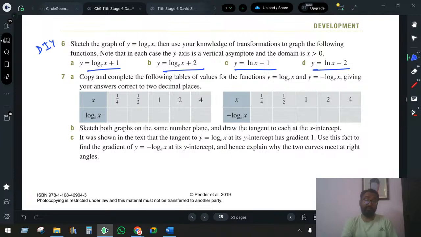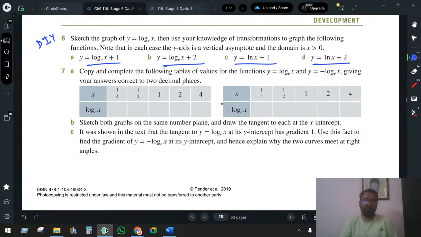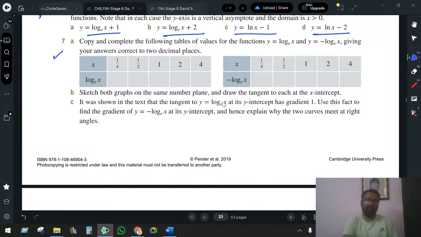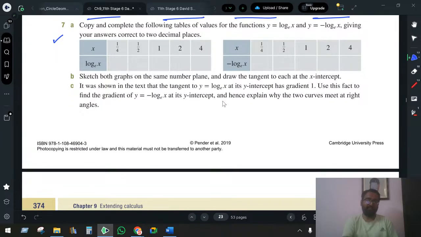In quadratic equations. Do you know? In a quadratic equation, what is the turning point? There is a turning point. Go to the turning point and shift your parabola upward, downward, leftward, or rightward, accordingly you have to change those shifting of graphs. Okay, and copy and complete the tables of log x base e and minus log x base e. So you have to simply evaluate the values and sketch the graph.